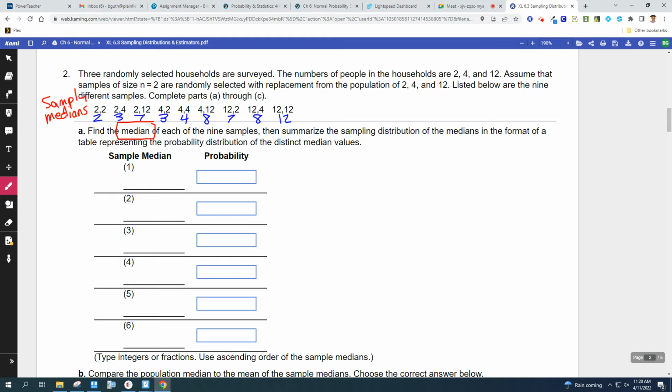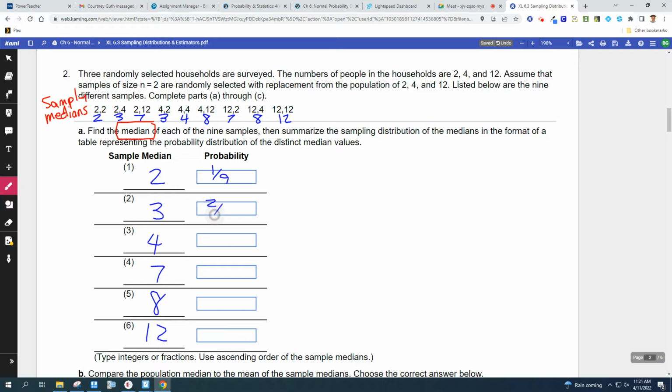And so you'll notice there should be 6 different things here. If you put them in order, there's a 2, there's a 3, there's a 4, there's a 7, there's an 8, and there's a 12. I see those different numbers for my medians. And so then the probability, 1, 2, 3, 4, 5, 6, 7, 8, 9. There's 9. I only see one of these, so that's 1/9.